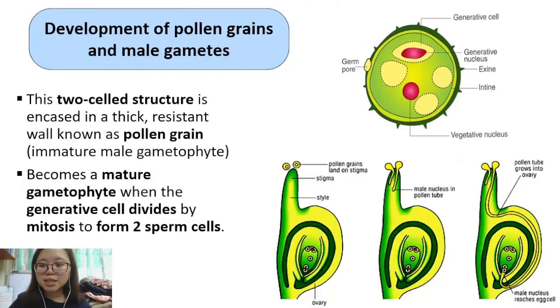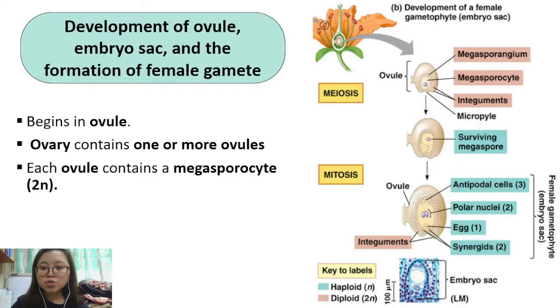Okay, so that is it for the formation of pollen grains and male gametes. Kalau kamu diminta untuk explain, kamu boleh ikut teks yang diberi dalam bahagian ini. Alright, so that is it for the male part. Let us go on to the development of the female gametes, or in the full title, it is the development of ovule, embryo sac, and the formation of female gamete.